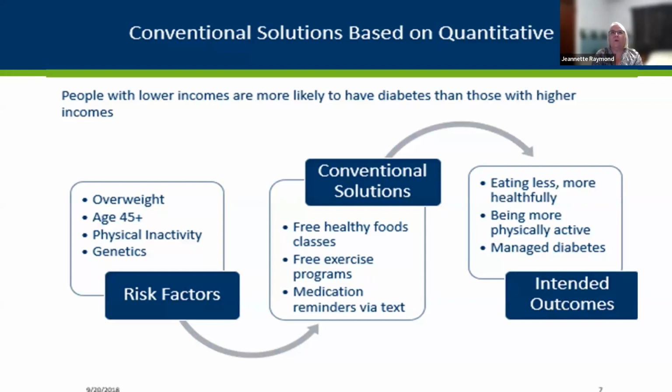We have our stories about what creates health, and public health has its areas of expertise. When we think about our past approach, we might look at risk factors like overweight, age 45, et cetera. Our conventional solutions might be free healthy foods classes, how to cook foods, free exercise programs, medical reminders via text for those with diabetes. And our intended outcomes were eating less, more healthful, being more physically active, managing diabetes. But we really weren't getting down to those key conditions or social determinants of health.